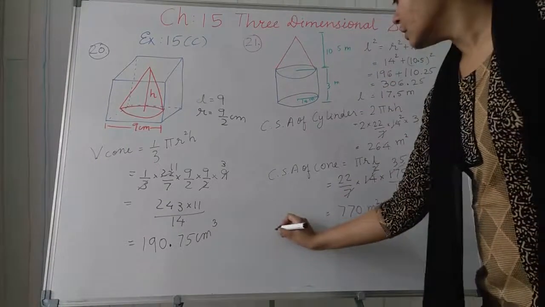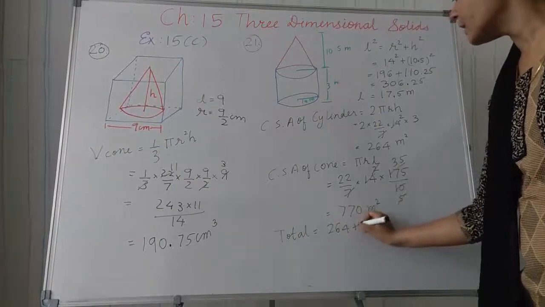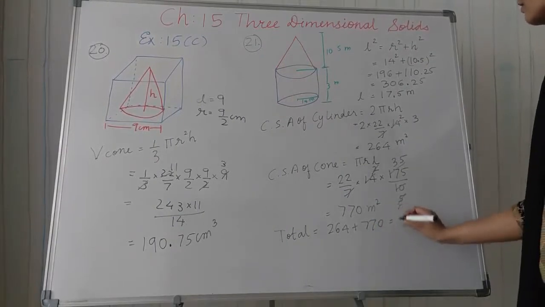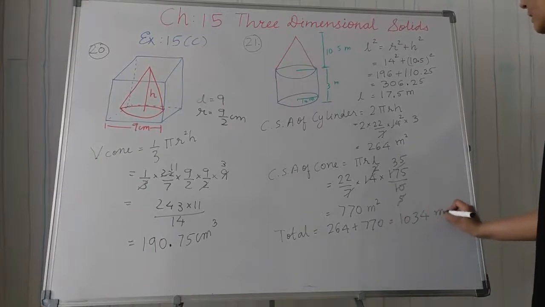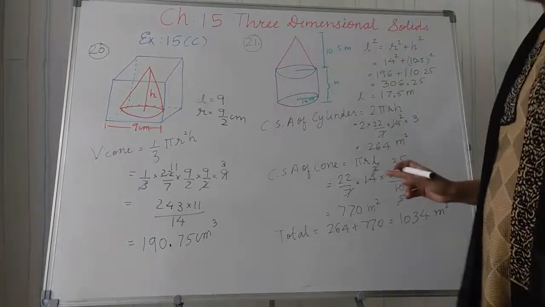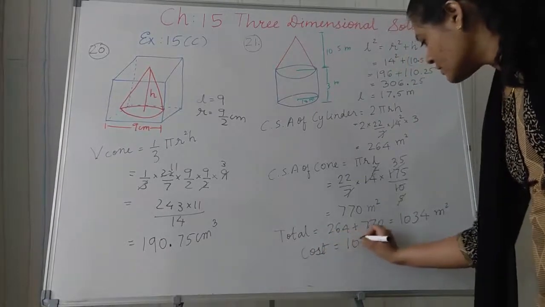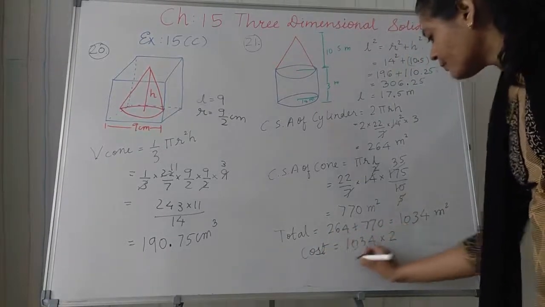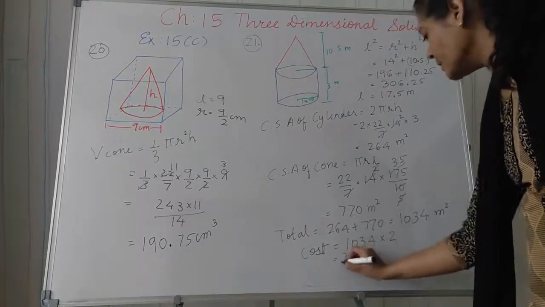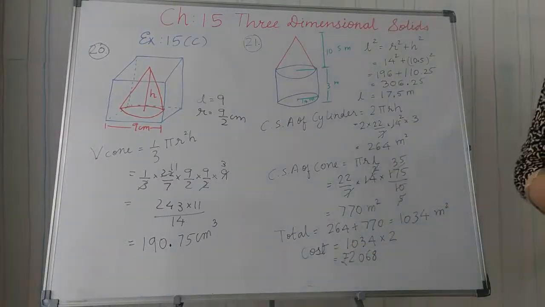So we write now total of them. So that is 264 plus 770. So we get here 1034 meter square. Now we have to find the cost of painting it per 2 rupees per meter square. So writing cost is equal to 1034 multiplied by 2. So that is 2068 rupees. So this is how we get our answer number 21.